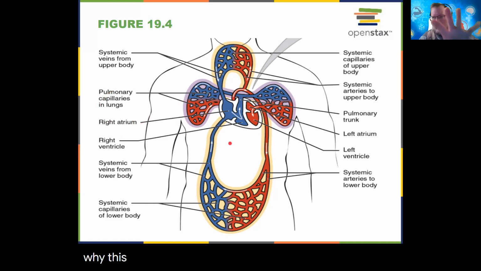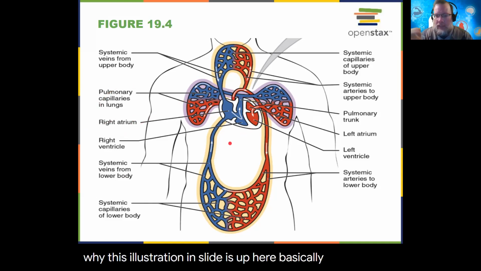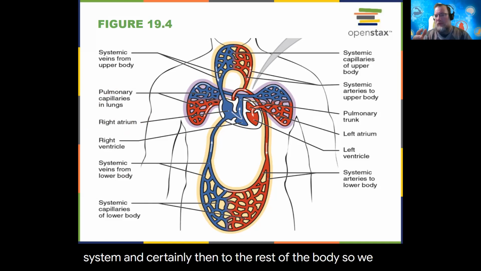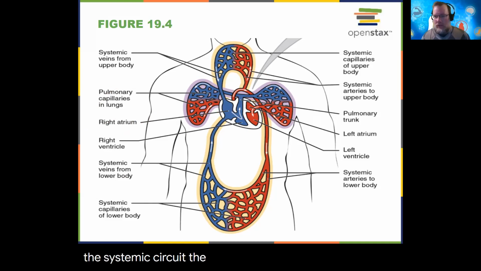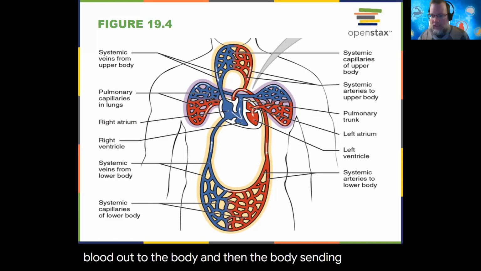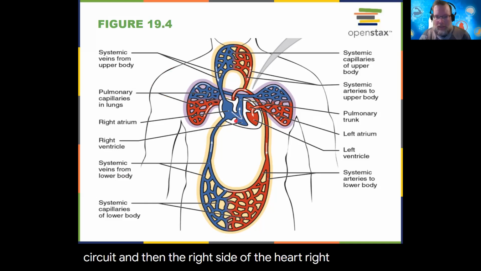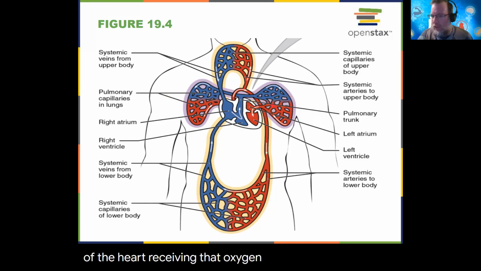So that's why this illustration and slide is up here, basically to continue the path of understanding why you have a heart and what its connections are to the vascular system, and certainly then to the rest of the body. So we call the systemic circuit the left side of the heart pumping blood out to the body, and then the body sending that blood back to the right side of the heart. That's the systemic circuit. And then the right side of the heart sending blood over to the lungs, and then the left side of the heart receiving that oxygenated blood back from the lungs. That's called the pulmonary circuit.